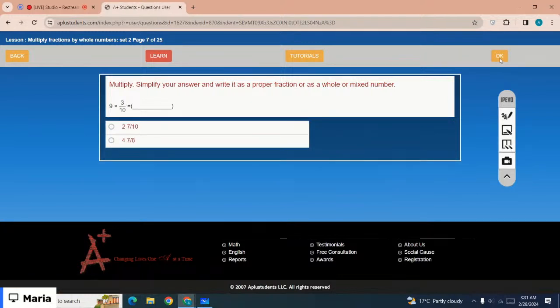The next one is multiply 9 times 3 over 10. So which is the correct option? Yes, that is 2 whole 7 over 10. Okay, you can complete the lesson by yourself later today. Let me just move on to the next lesson.